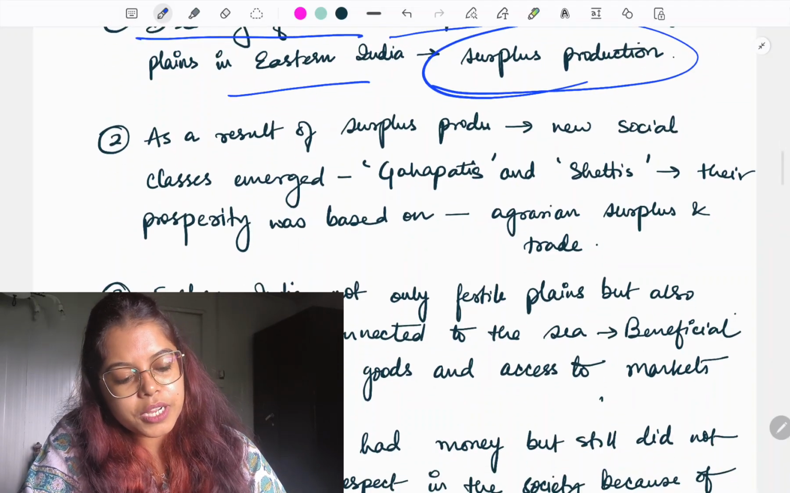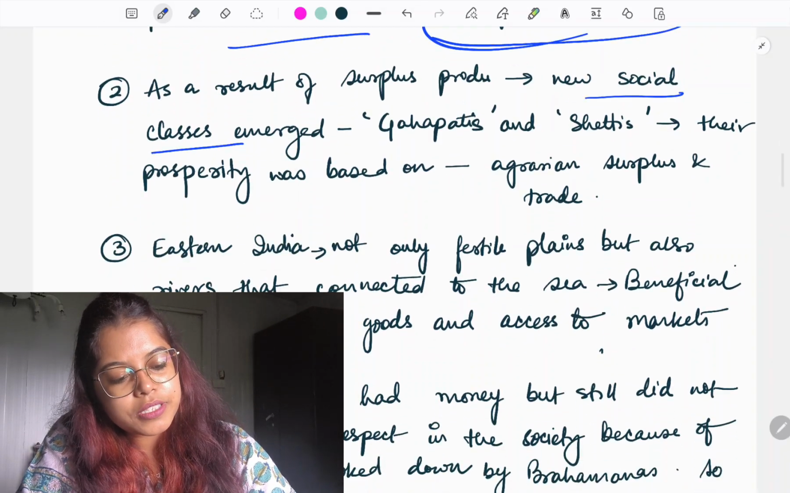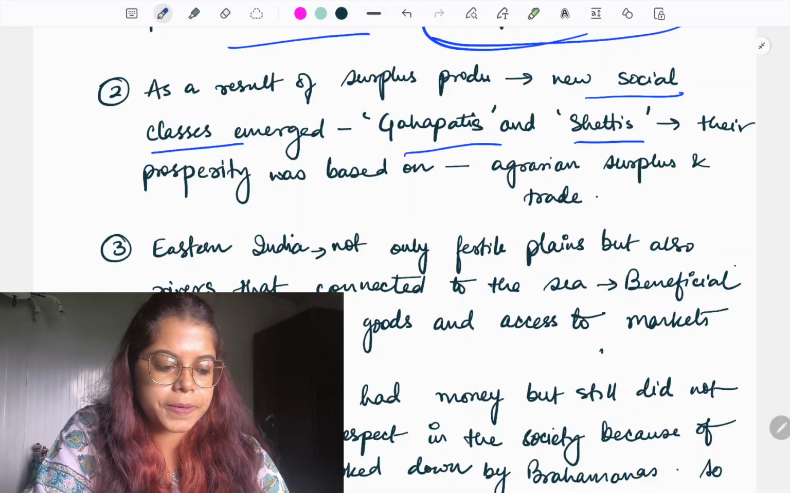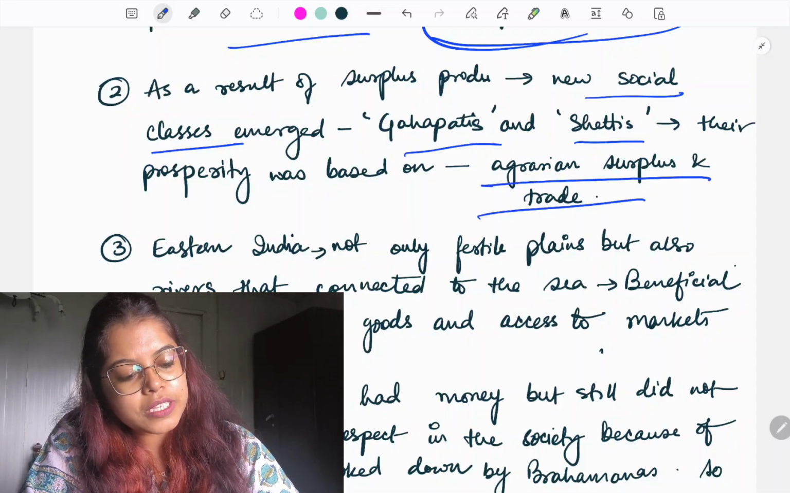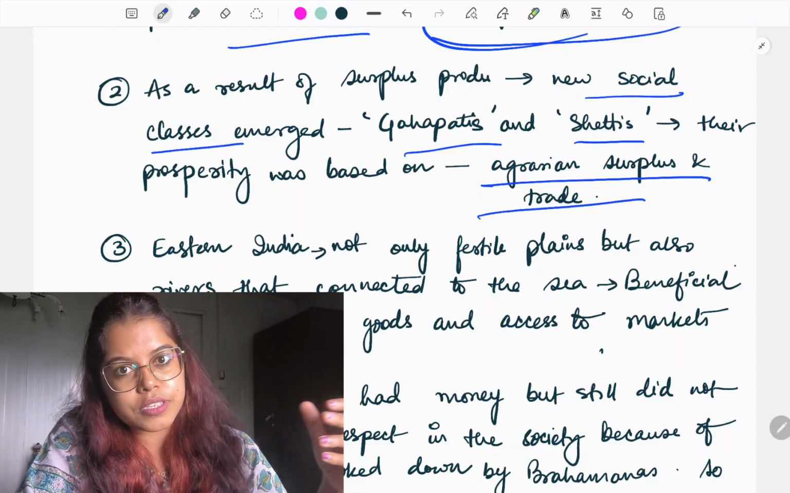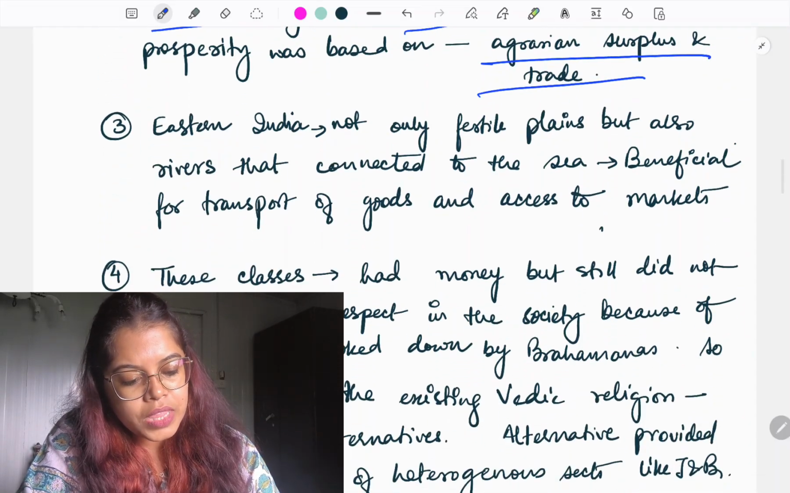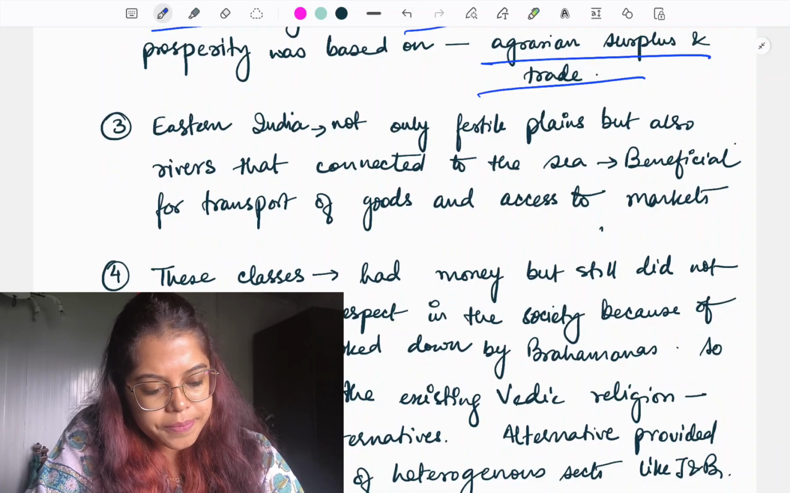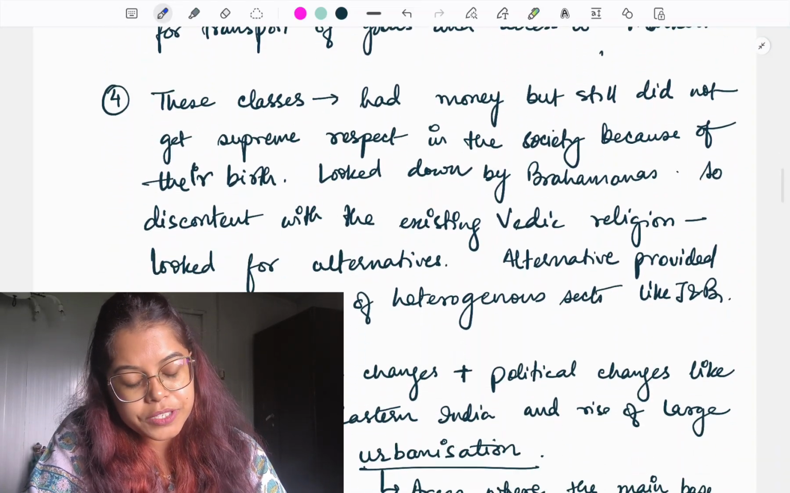As a result of surplus production, you have to write that there was the emergence of new social classes, that is Gahapatis and Shettis, जो कि already मैंने बताया, and their prosperity was based on agrarian surplus and trade. Why? Because of the trade routes through the rivers. Now, Eastern India was not only fertile plains but also rivers that connected to the sea. ये point मैंने बता दिया, that you have to mention.